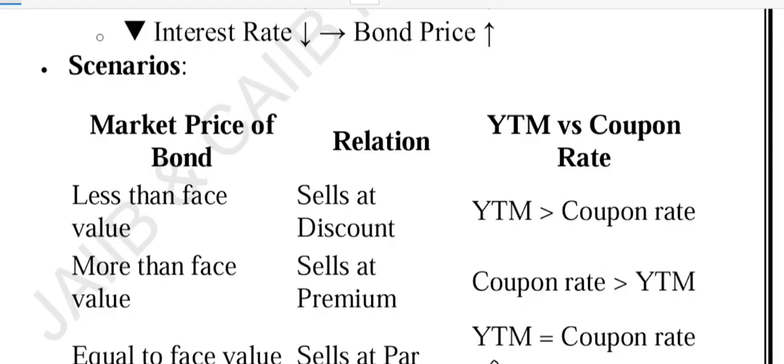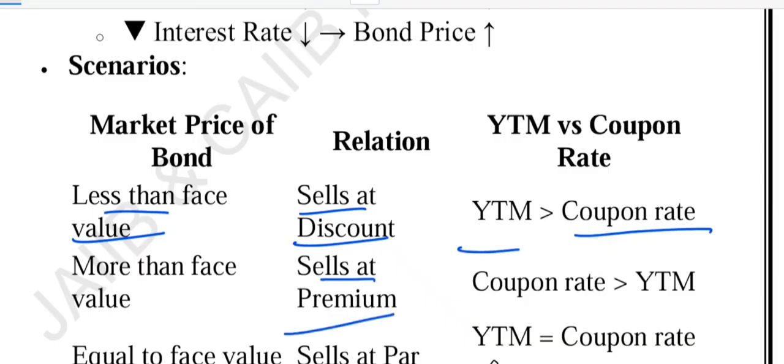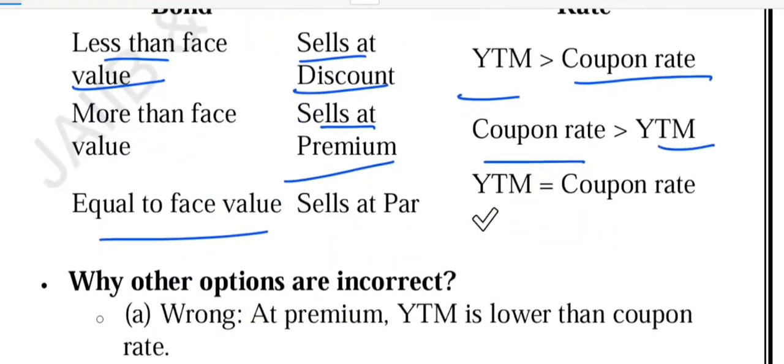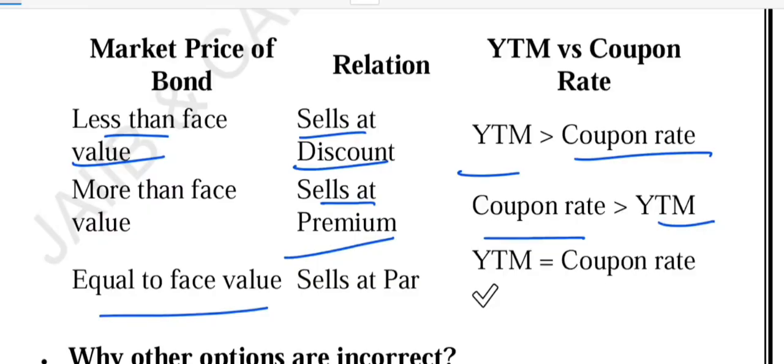First, if the bond price is less than the face value, it is called selling at a discount, because the market price of the bond is less than the face value. In that case, YTM, that is yield to maturity, is larger than the coupon rate. If the market price is more than face value, we are selling at a premium, and the coupon rate will be higher than the YTM. If the market price equals the face value, you are selling at par, and YTM is equal to the coupon rate.